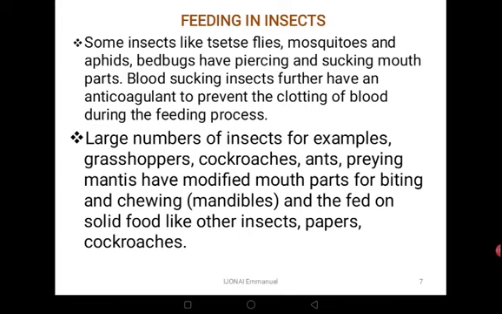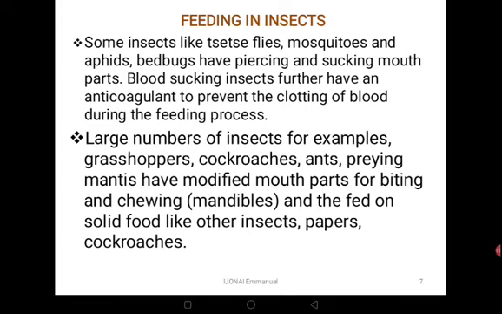So we have bedbugs. Now, those members, how do they feed? For this group, they have piercing and sucking mouth parts. So they have mouth parts that can pierce, but also suck. And then there are those that are blood sucking, for example, tsetse flies and mosquitoes and bedbugs. For them, they further have an anticoagulant, which prevents clotting of blood during the feeding process.